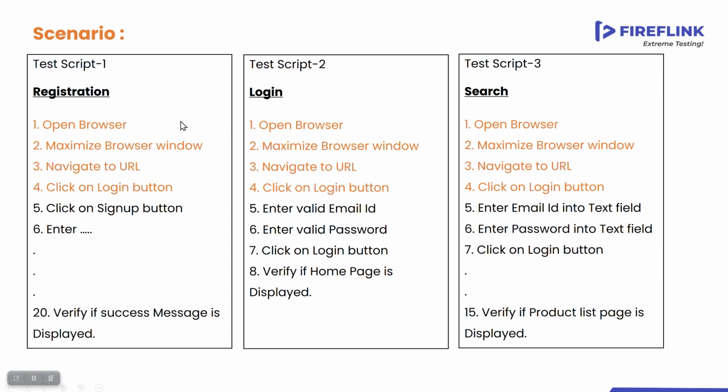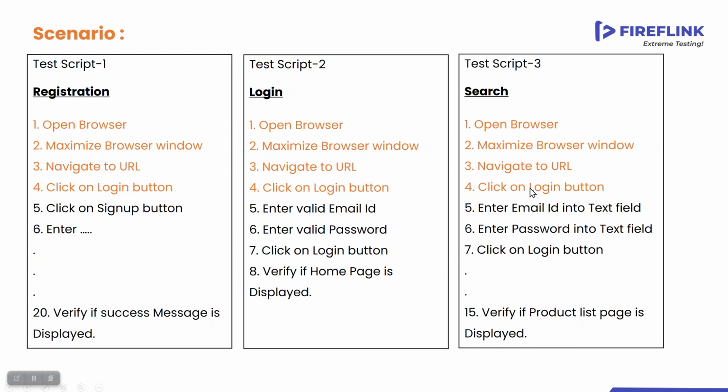Here all three scripts are of three different scenarios. But if you look at the first four steps, open browser, maximize browser, navigate to URL, click on login button, these four steps are repetitive. Even though the scenarios are different, all four steps in all the scripts are repetitive. Don't you think I'm doing the same work in all the scripts? In my registration script I'm writing these four steps, in my login script I'm writing the same four steps, and in my search module also I'm writing the same four steps again and again. This is a repetitive and time consuming task.